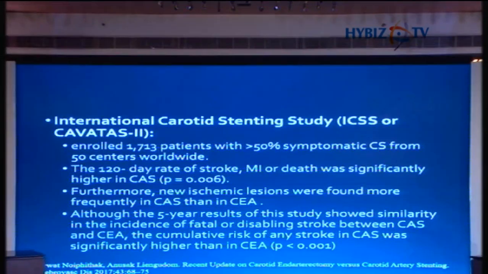The Caritas 2 trial, again, found that new ischemic lesions were more often present in the stenting group than in the endarterectomy group. And the 5-year results showed that there was a similarity in the incidence of fatal or disabling stroke between the two groups. But the cumulative risk of stroke was higher in the stenting group.